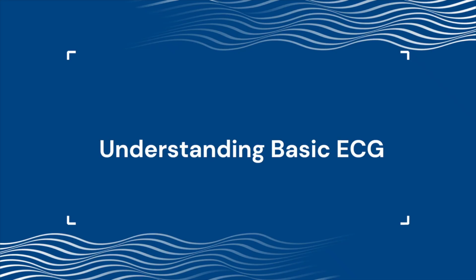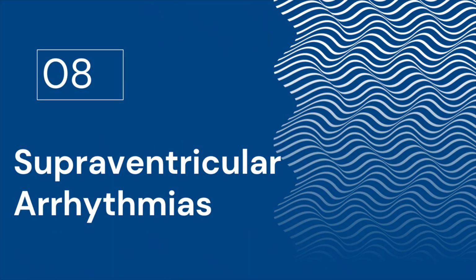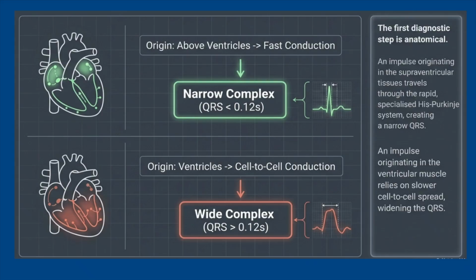Welcome again in Understanding Basic ECG Lectures. Today our topic is supraventricular arrhythmias. In this lecture and the following lectures, we will look at different types of arrhythmias originating in different parts of the heart. We will look at supraventricular arrhythmias, which means arrhythmias generated from abnormal foci or sites at the level of the atria and the AV node.